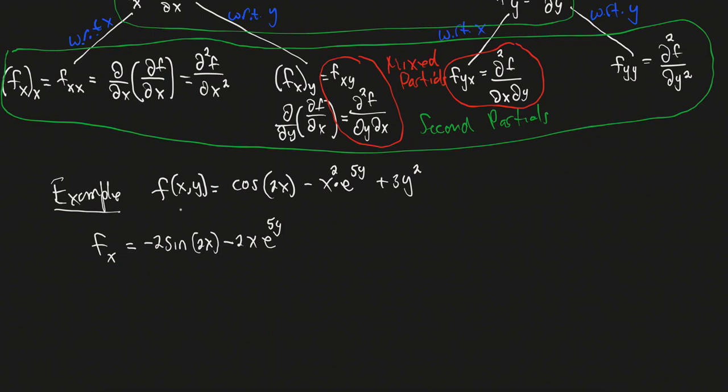So this is our first partial with respect to x. Let me write the f sub y right next to it. The first term here has no y, so its derivative with respect to y is 0, right? This whole thing is treated as a constant.